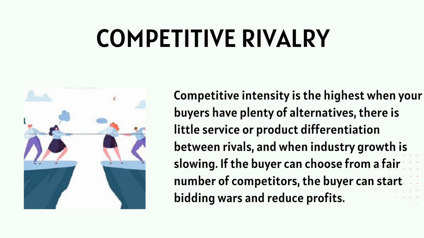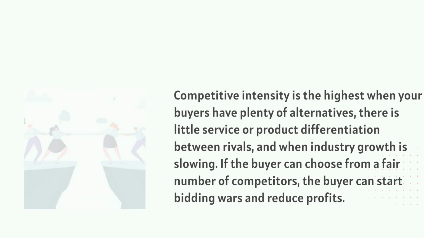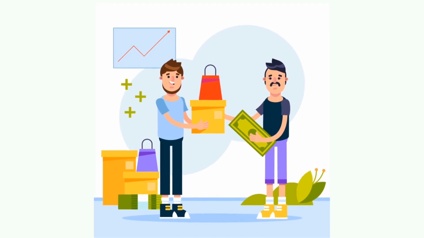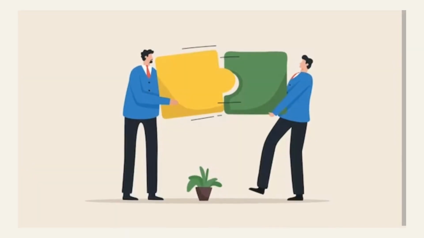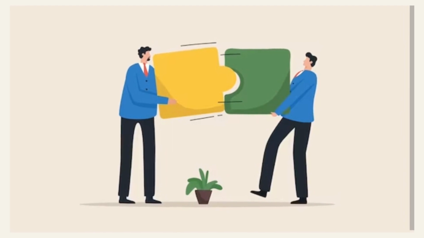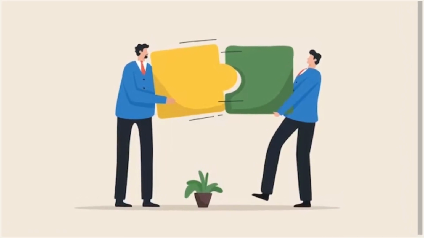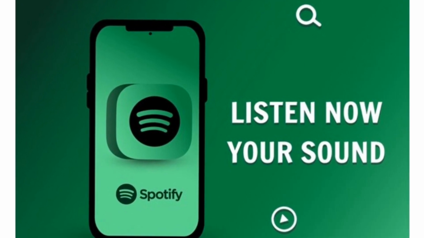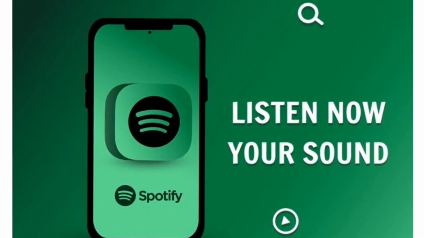When there is little differentiation between rivals, your product or service will be perceived as a commodity, and the buyer will purchase solely on price. If an industry's growth is slowing, the existing firms will fight to maintain their piece of the market share. Now let's take the case study of Spotify to understand this concept much better.